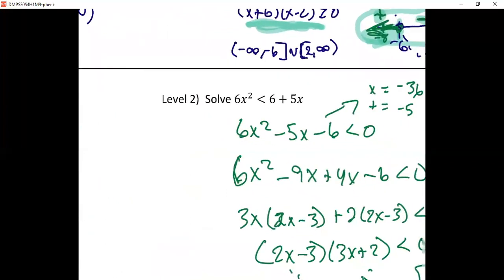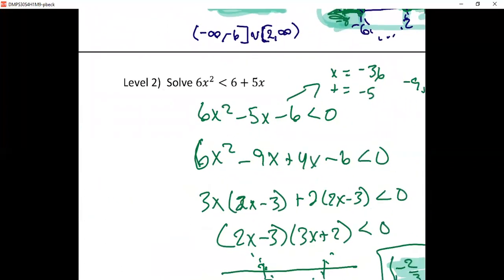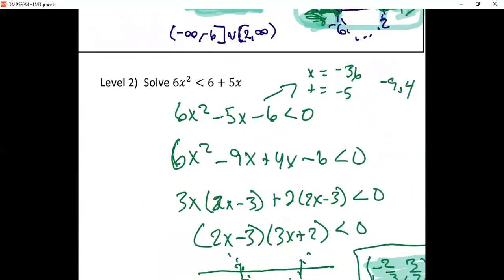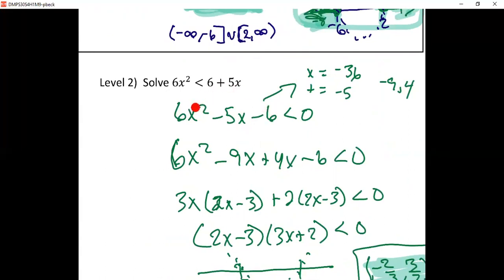On this one, we first have to get everything to one side. Once we get everything to one side, I factored this through the split the middle process. I said, okay, what multiplies to give me -36 and adds to give me -5? That is -9 and 4. So I split -5x into -9x and +4x.